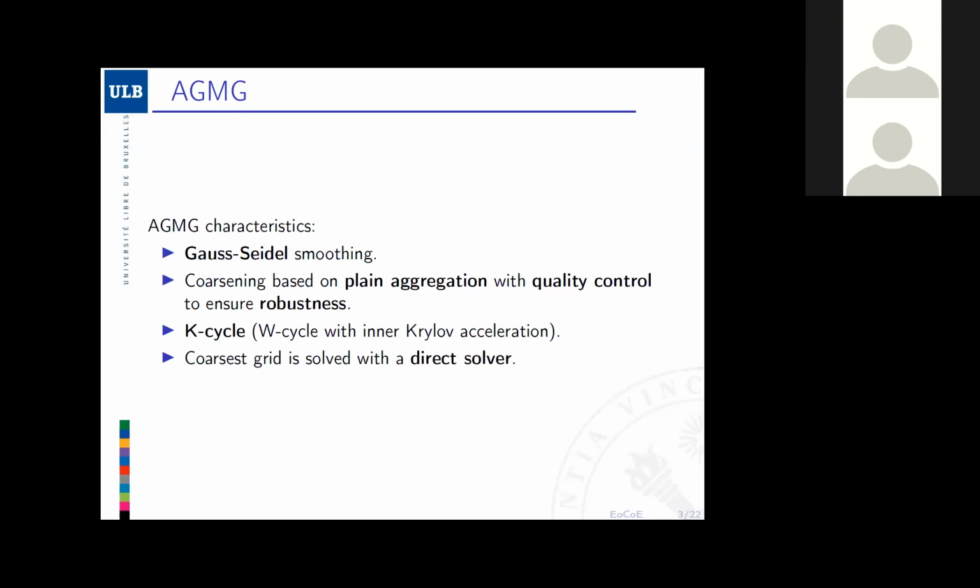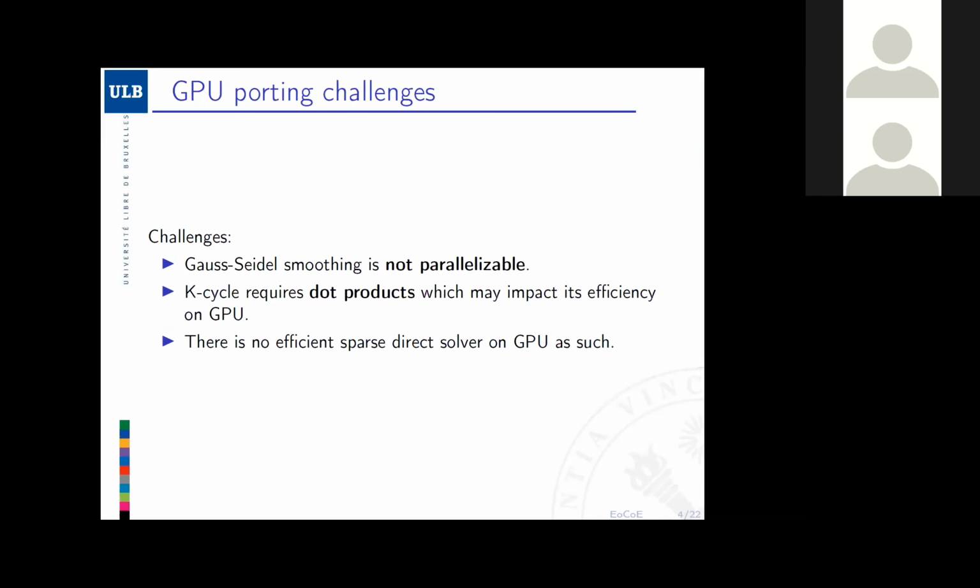Now, in order to port this solver to GPU, we face some challenges. First, the Gauss-Seidel smoothing strategy is not at all parallelizable. It's a pretty sequential algorithm. The K-cycle requires dot products, which may impact its efficiency on GPU when used too much. And finally, there is no efficient sparse direct solver on GPU as such, and also the bottom grid is pretty small, which will impact the efficiency on GPU.